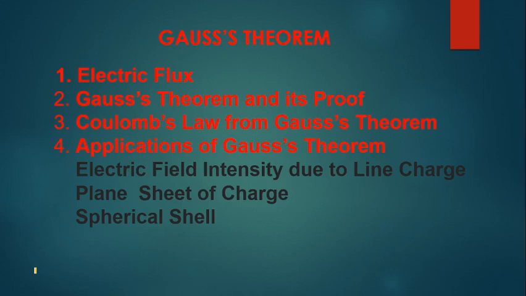Hello students, this is the fourth part of the electrostatics of the class 12th physics. In this topic, we are going to study the electric flux, Gauss theorem and its proof, Coulomb's law from the Gauss theorem, and applications of the Gauss theorem: electric field intensity due to the line charge, plane sheet of the charge and spherical shell.